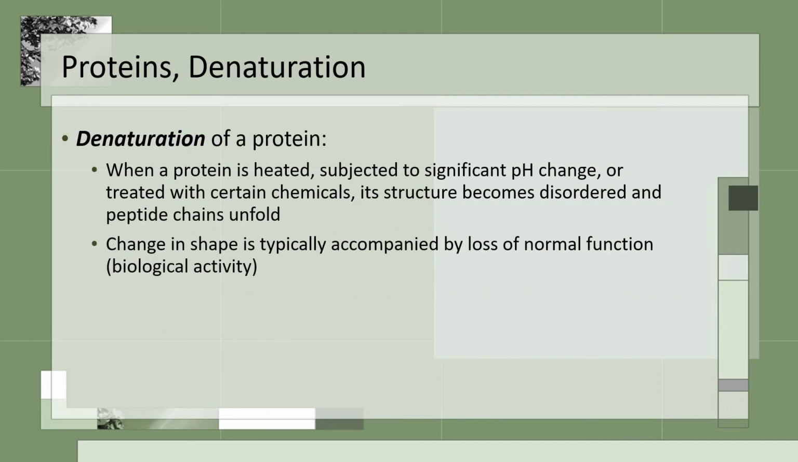For proteins to function properly, they need a particular environment. If something is changed in that environment, the structure of the protein can be changed to the point it no longer functions properly. This is known as denaturation.